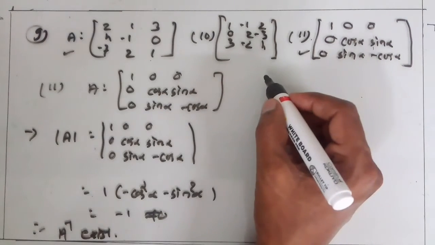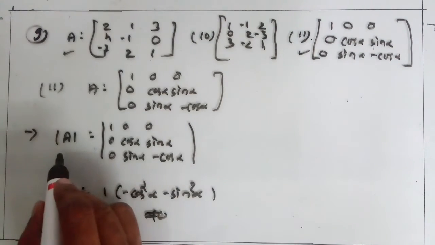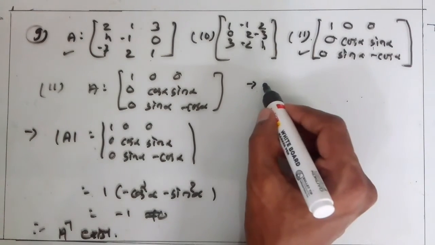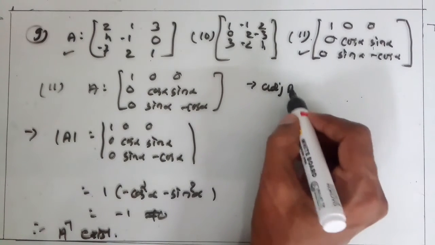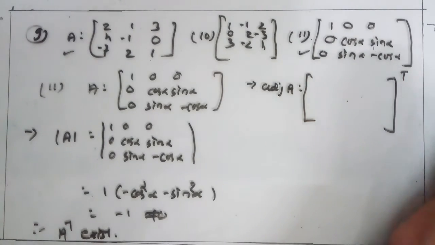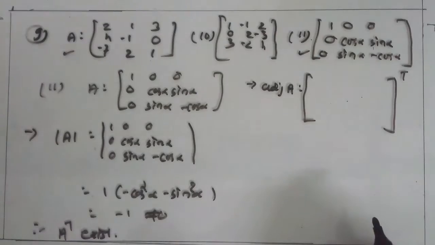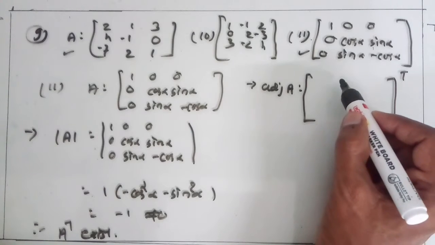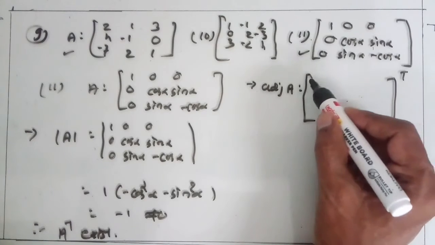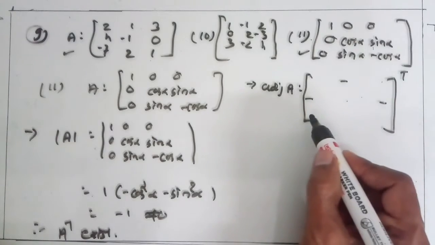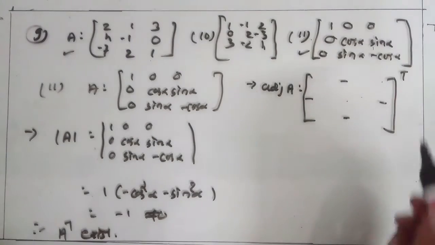Now we know that A inverse is equal to 1 upon determinant of A into adjoint of A. For this, first we find the adjoint of A. The adjoint of A is the transpose of the matrix obtained by replacing each entry by its cofactor. Here, for the cofactor, first apply the sign pattern: plus, minus, plus, minus, plus, minus, plus, minus, and a plus.